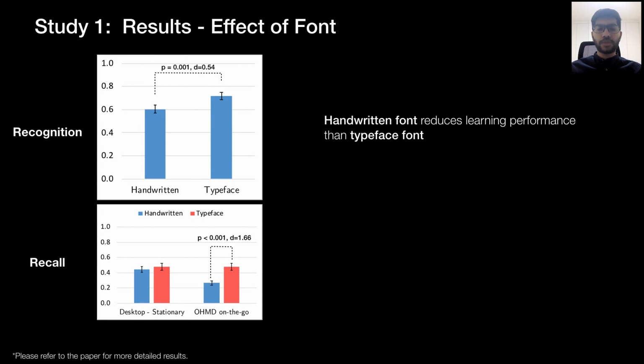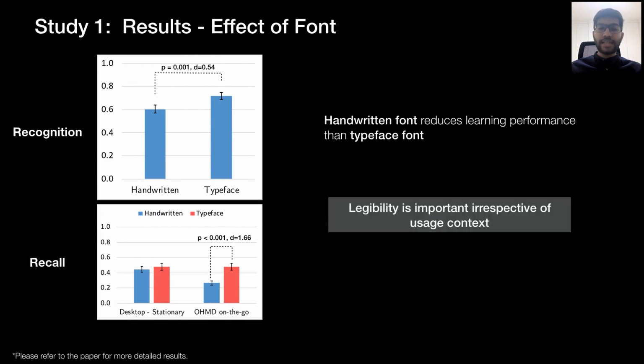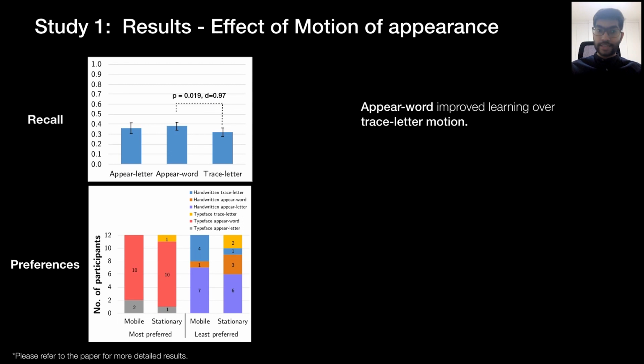Overall, our results show that handwritten font causes a decline in learning performance as compared to typeface font, especially in on-the-go scenarios. This suggests legibility is important, irrespective of usage context. Surprisingly, recall scores were higher when the whole word appeared immediately than when the letters were traced out. Deeper investigations in our next study revealed why this could be the case.